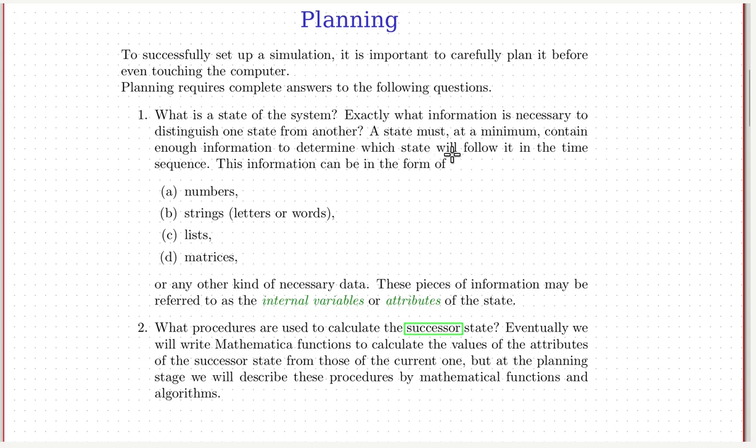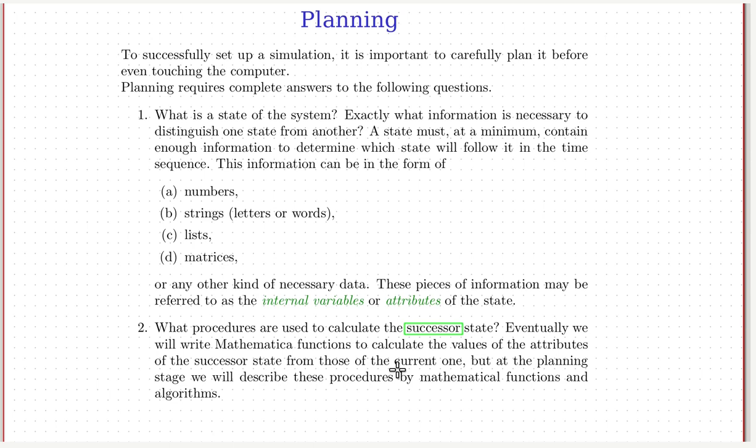Then, after being clear about what your states are, how you describe them and what attributes they have, the next thing to do is to think about how you would go from any particular state at a current moment in time to the state at the next moment in time. I'll refer to that as a successor state, the state that succeeds the current state in time. We have to have some way of calculating the successor state from the current state. To be more explicit, we have to calculate all the attributes of the successor state.